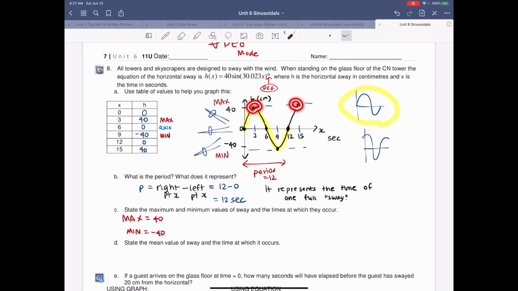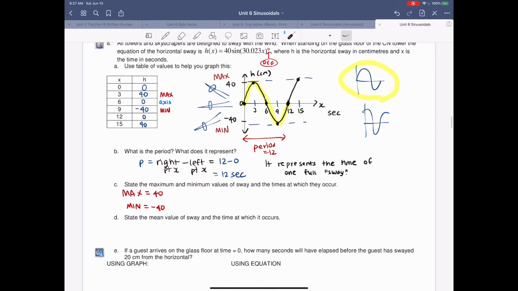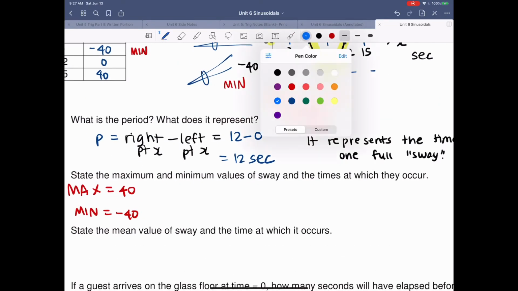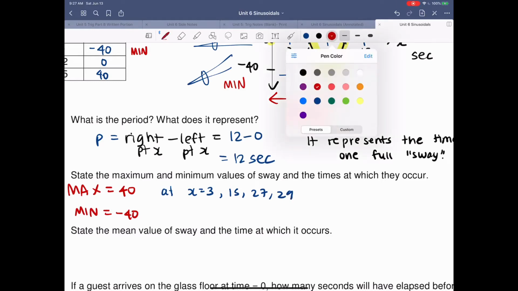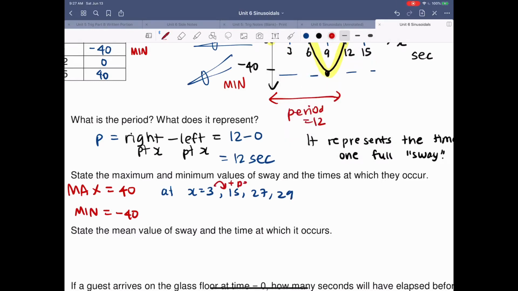Well, how do I go from 3 to 15? Well, if you notice, see how I can add 12 to that. 3 plus 12 is equal to 15. So that means if I add another 12 to it, well, 15 plus 12 is 27. And then 27 plus 12 is 39. It's going to keep going. So I'm going to write this down and say at x equals 3, you're going to get 15, 27, 39. So you're basically going to add the period to get this.